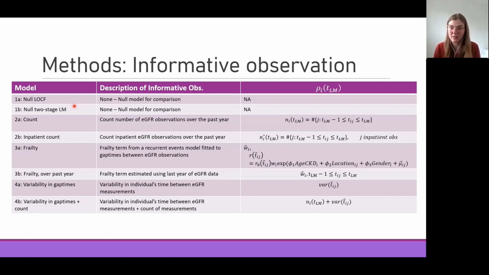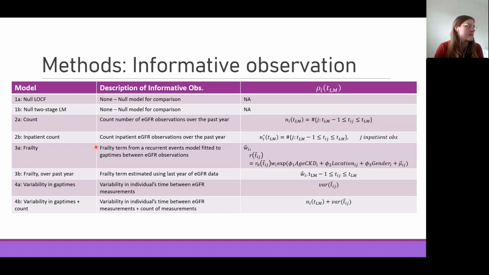They're just sort of used as a comparator to see what the effect of doing so is. We then have models 2 to 4. So models 2A and 2B, all we do is we just count the number of times we've observed EGFR over the past year and use that as a predictor in our model. So in our prediction model for time to kidney failure or death, we use a separate predictor that just counts a rolling count of how many times we've observed EGFR.